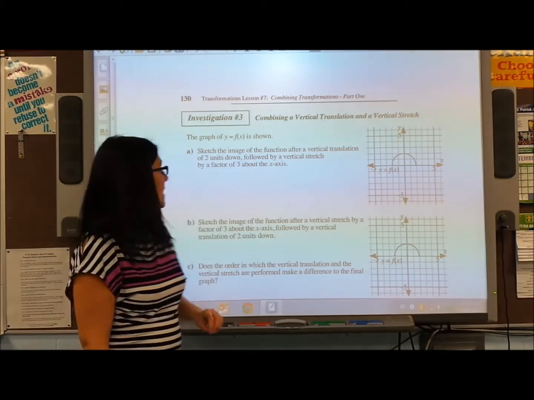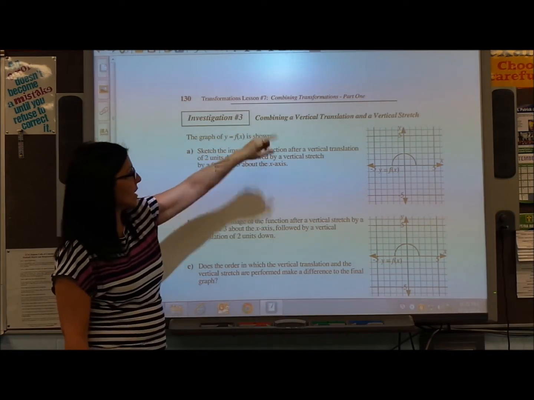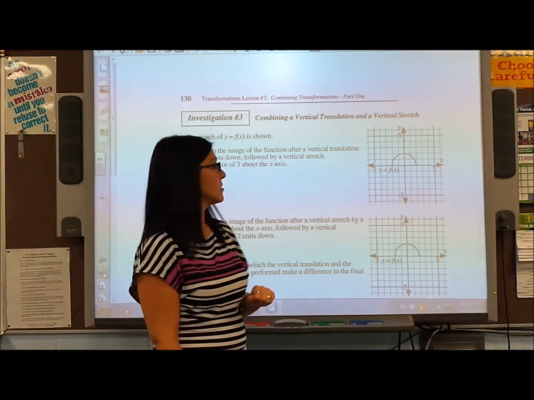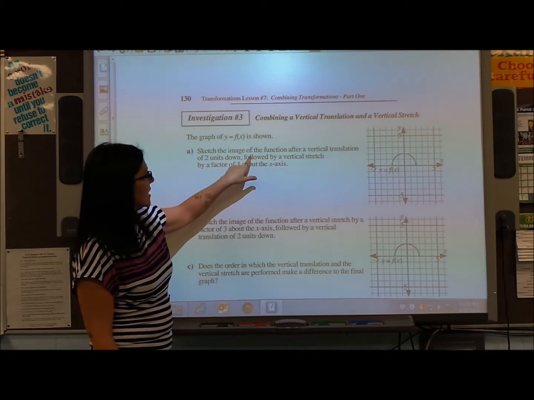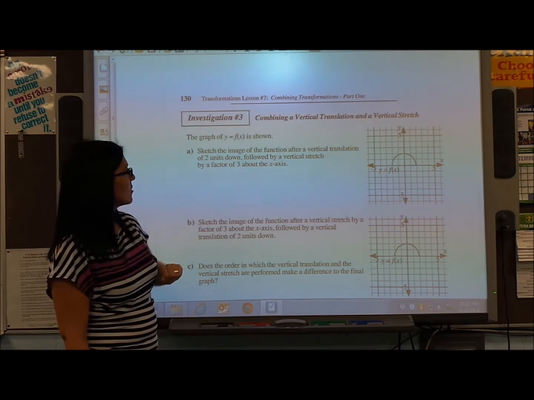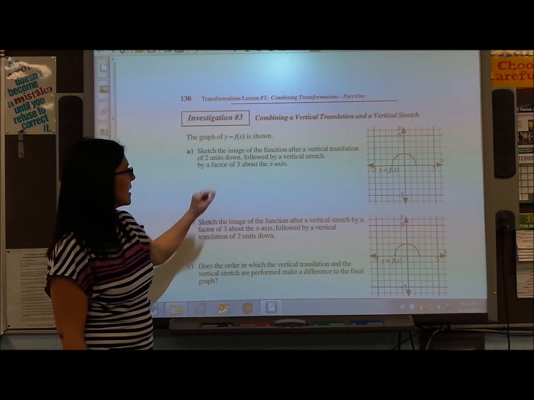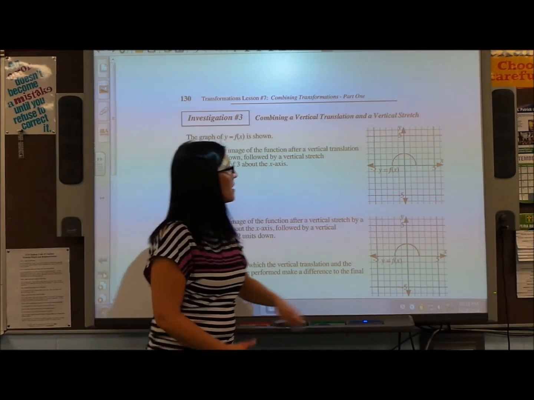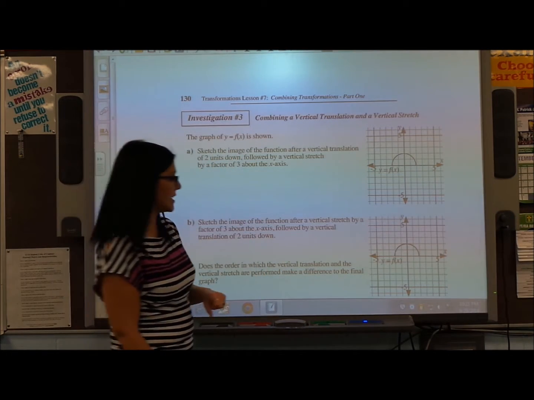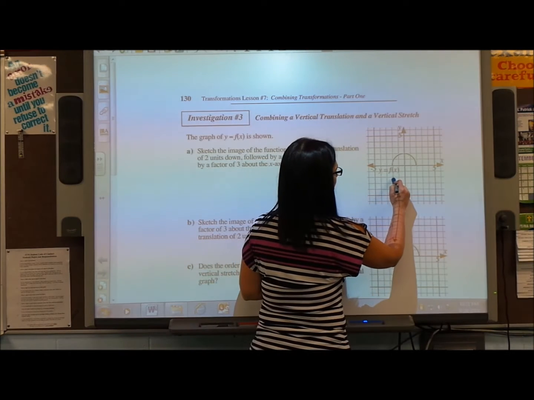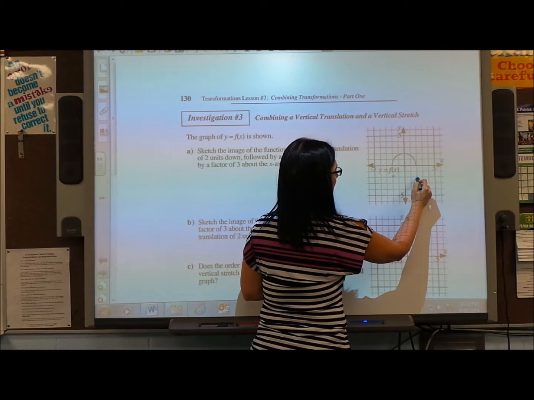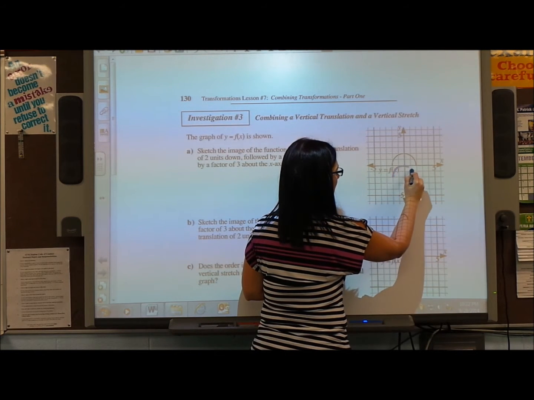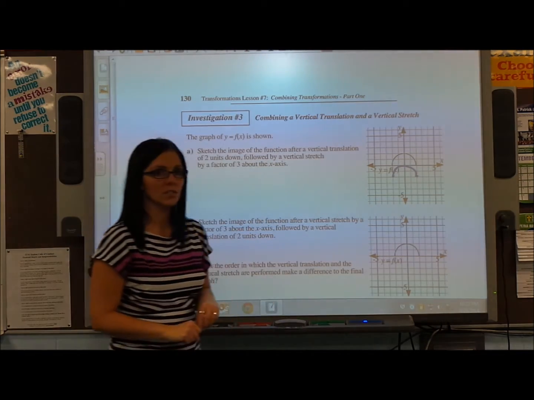So if we look at investigation number 3, we're going to combine a vertical translation and a vertical stretch. So we are going to sketch the image of the function after a vertical translation of 2 units down and a stretch by a factor of 3. So vertical translation of 2 units down brings everything down 2 units, and here is my sketch.